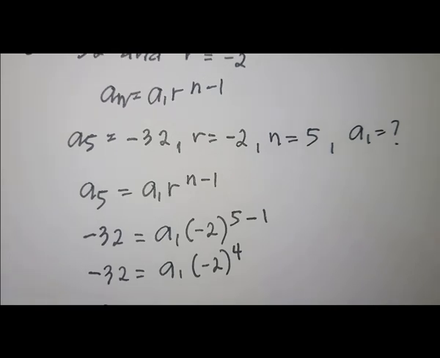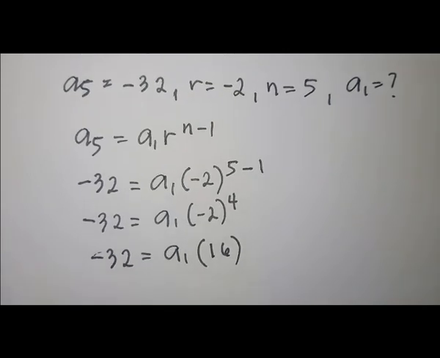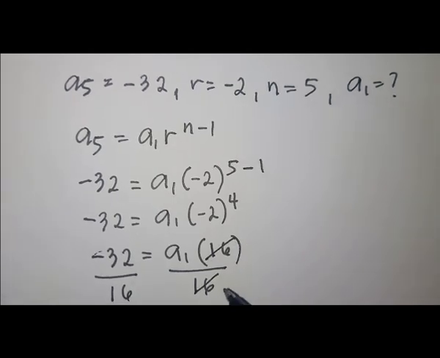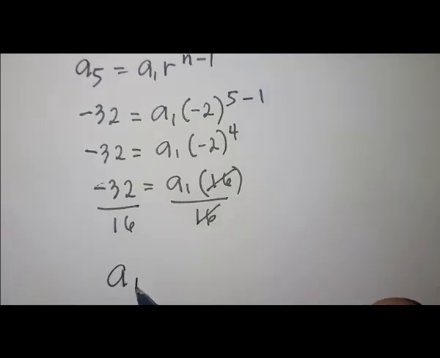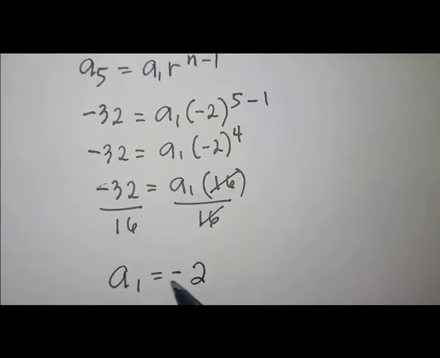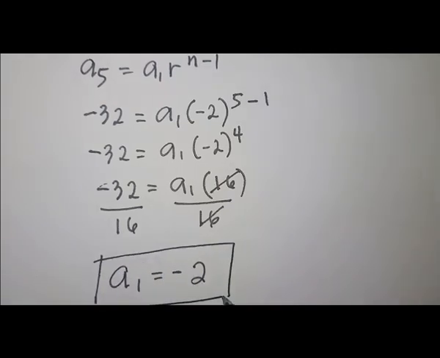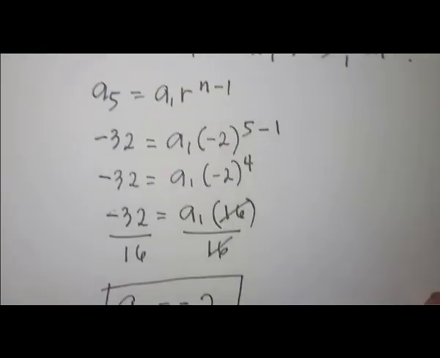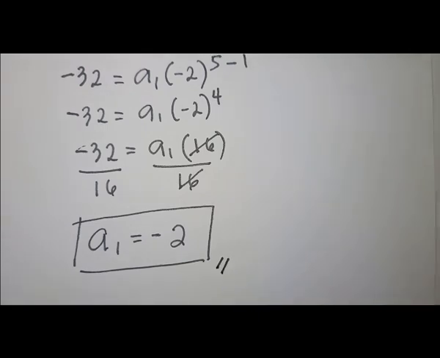So negative 2 raised to 4, so we have negative 32 is equal to a sub 1 times, okay, positive 16. Then ang kailangan lang naman natin ay a sub 1. Let us divide both sides by 16. So cancel out natin yung 16. Therefore, a sub 1 is equal to negative 2. So the first term from the given sequence is negative 2.